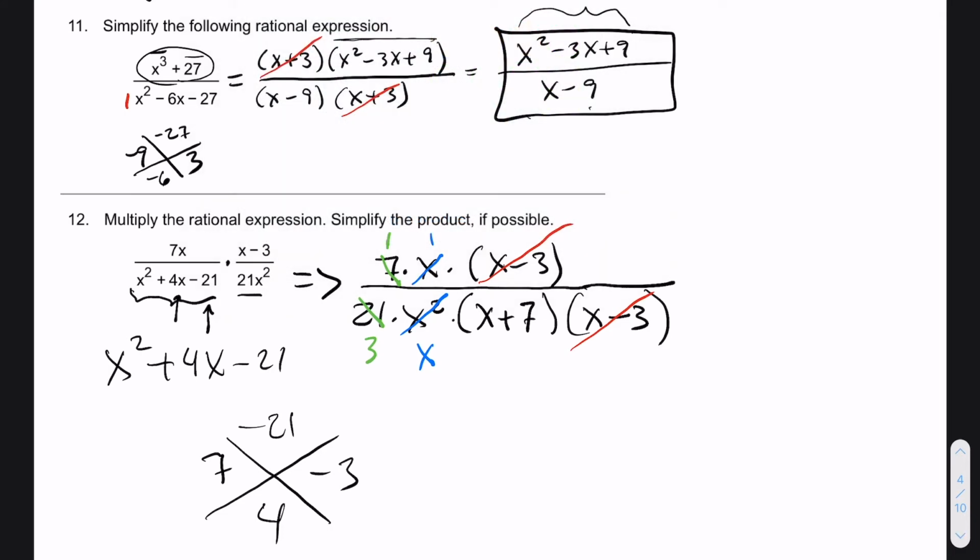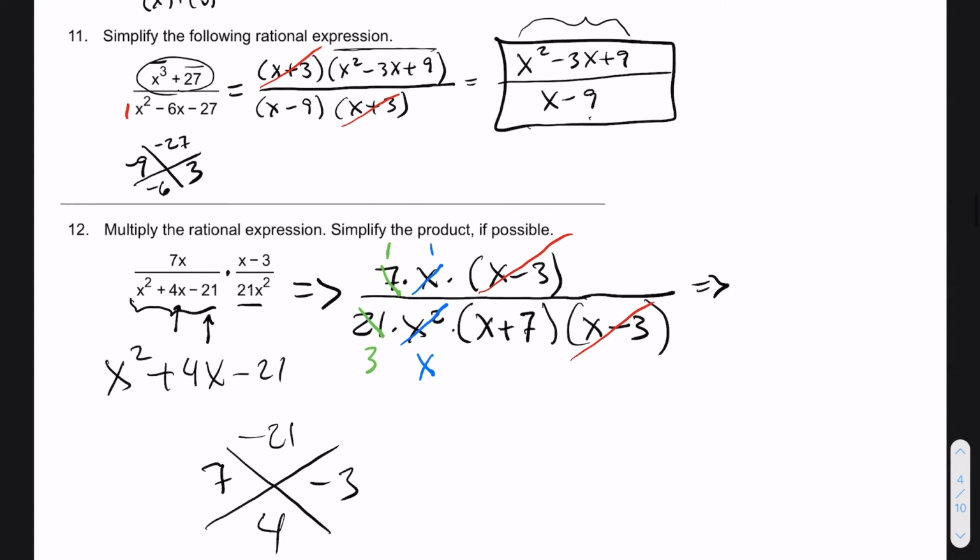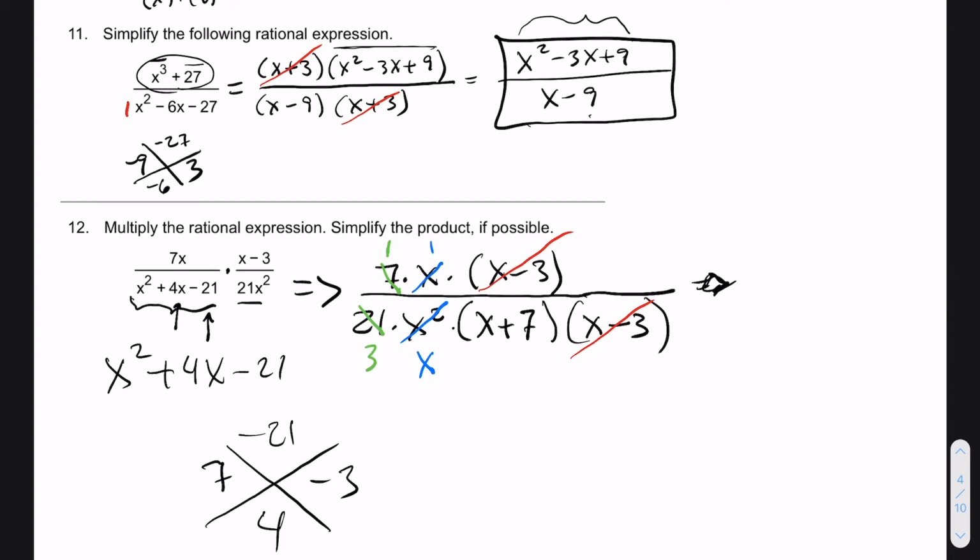Okay, now what do we have left as our final answer? So we have our final answer as, well, everything reduced down to 1. So we've got a 1 up top. Down below, don't forget the 3, don't forget the x, and we have the binomial factor x plus 7. So there it is, 1 over 3x times the quantity x plus 7.